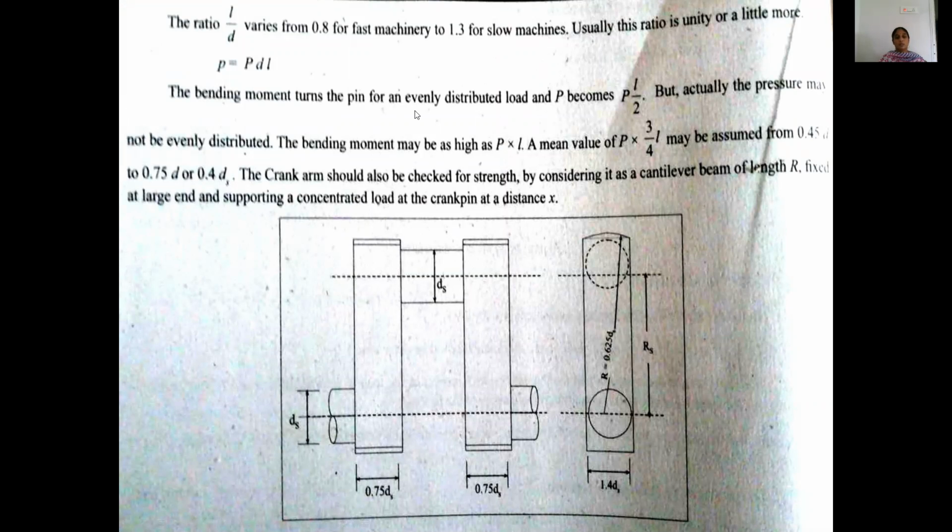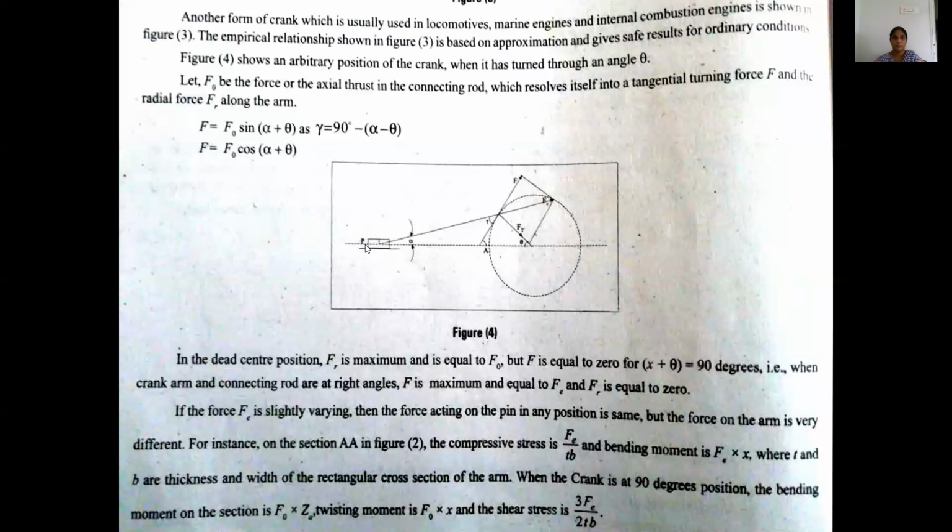The bending moment on the pin for an evenly distributed load becomes PL by 2. It means half of the portion of the crankshaft will be generated in an IC engine. But actually the pressure is not evenly distributed. The bending moment may be as high as P into L. A mean value of P into 3 by 4 L may be assumed. The crank arm should also be checked for strength by considering it as a cantilever beam.